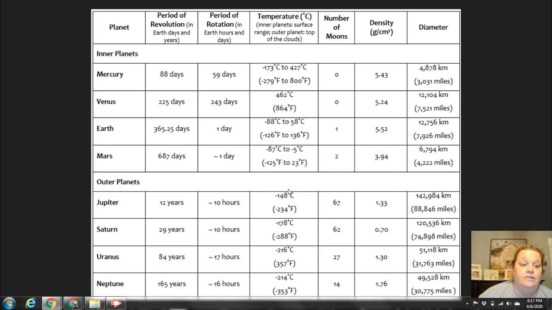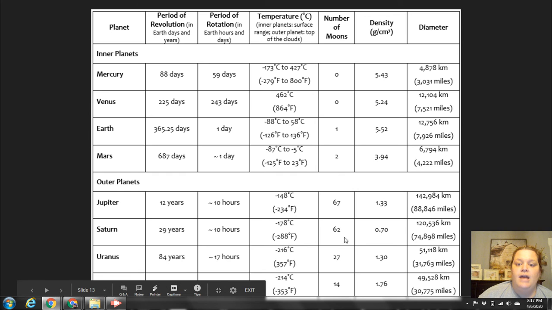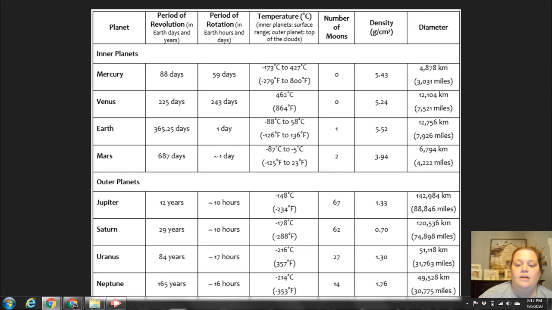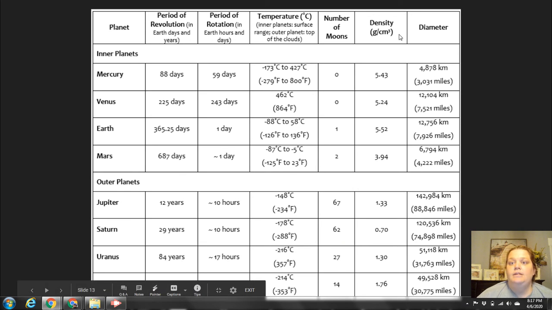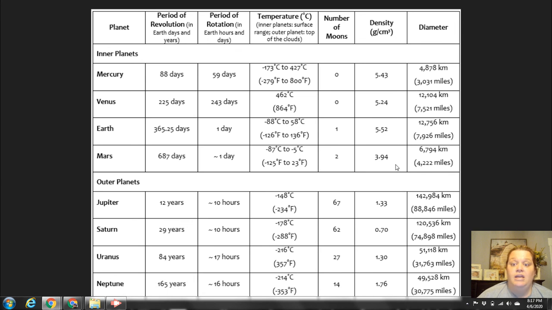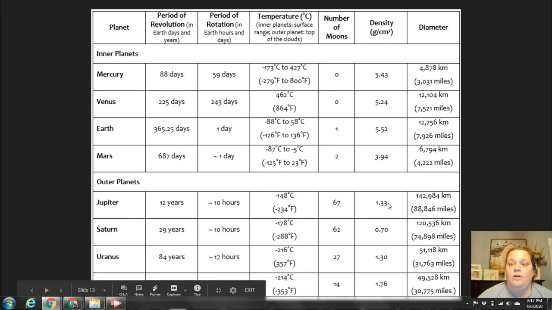And it's stuck to Jupiter because it's in its gravitational force, even though it's very large. That's why it's considered a moon. Saturn has 62, Uranus has 27, and Neptune has 14. Density just means how packed it is. And as you can see here, these inner planets are very dense. They're rocky. And then you have these down here that are not.